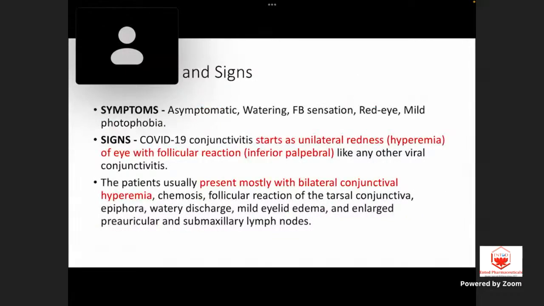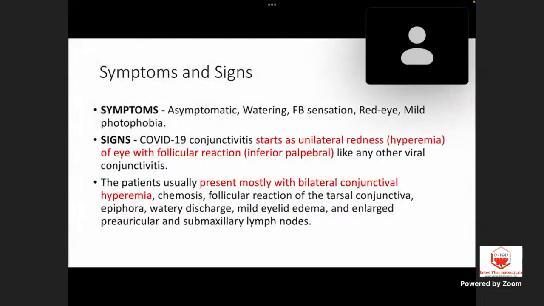Now, the symptoms and signs. COVID-19 conjunctivitis presents itself like any normal viral conjunctivitis. The patient could be asymptomatic. He can have watering, foreign body sensation, red eye, mild photophobia, or ocular discomfort.